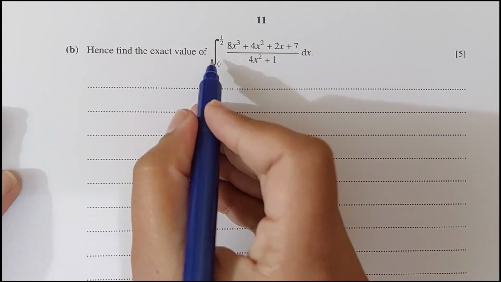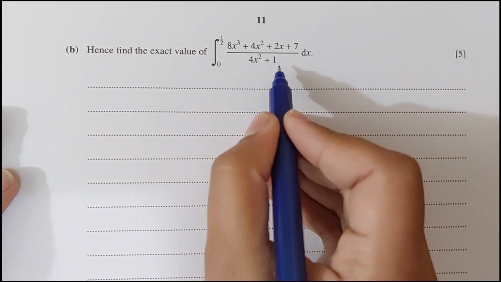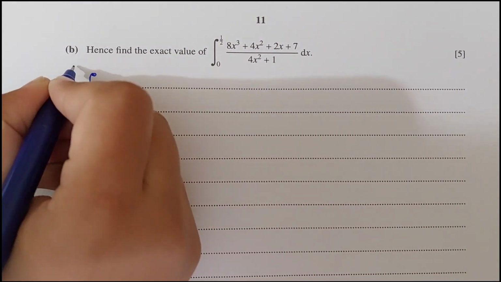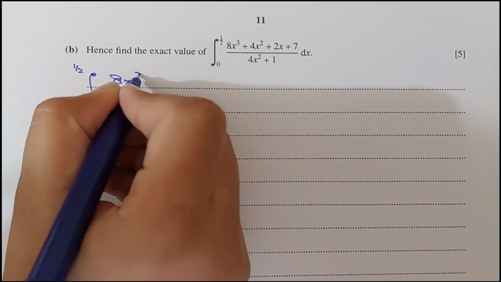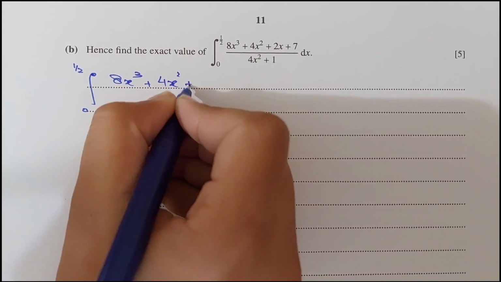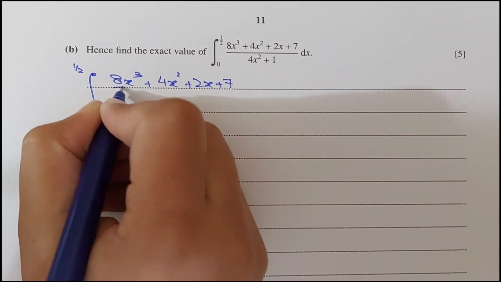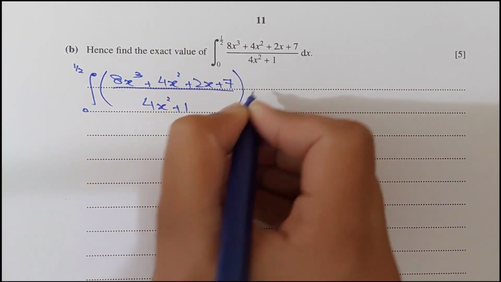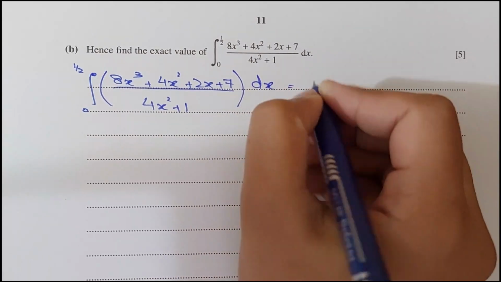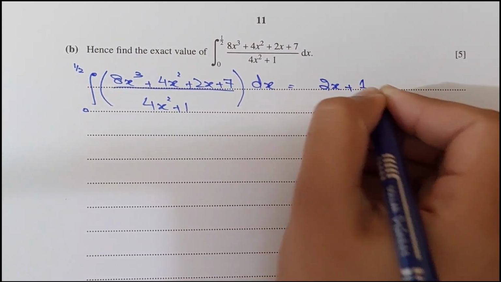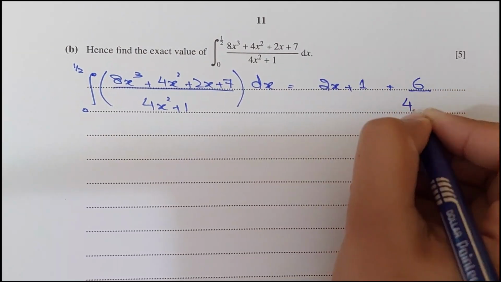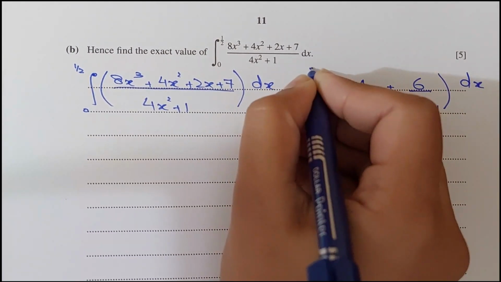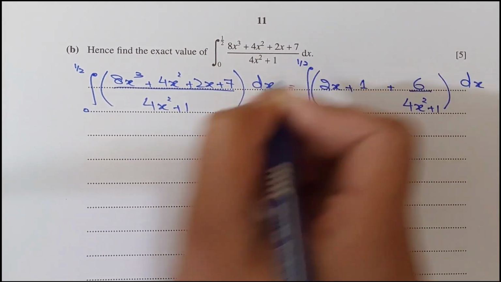Part B, hence find the exact value of this integral when a polynomial is divided by 4x square plus 1, right? So this is basically the integral from 0 to half of 8x cube plus 4x square plus 2x plus 7 divided by 4x square plus 1 dx. We can rewrite as first the quotient 2x plus 1 plus the remainder over the divisor. This we also integrate with respect to dx between the limits 0 to half, right?